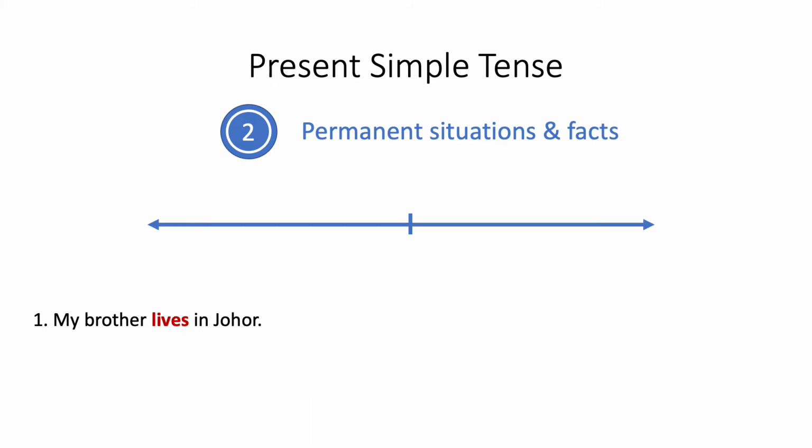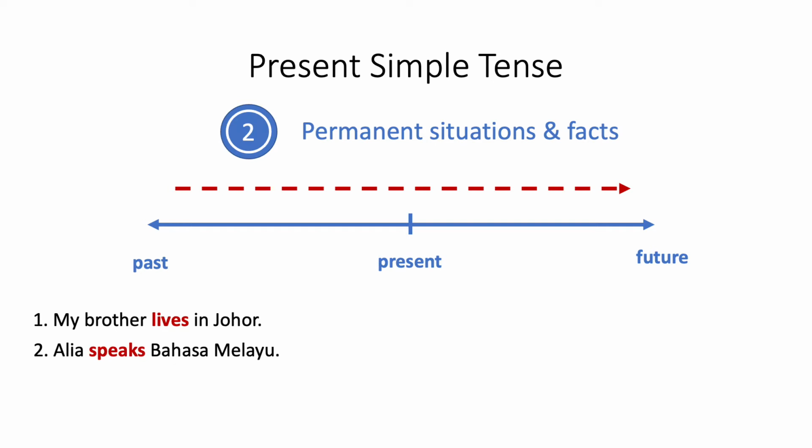Okay, so you can see this on the timeline. Again, there's the past, present, and future. So maybe my brother started living in Johor at some point in the past, but it is his home now. So here we are talking about something that is not going to change. So we say it is permanent. Here's another example. Alia speaks Bahasa Melayu. Obviously, Alia is not going to forget how to speak Bahasa Melayu. So it is a permanent situation.